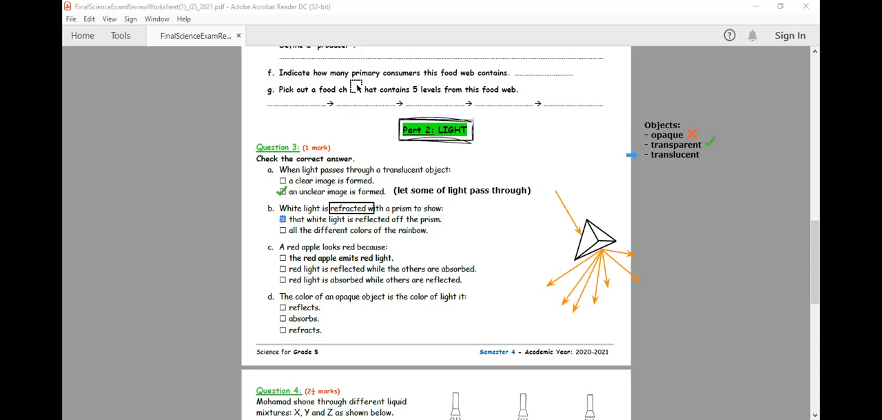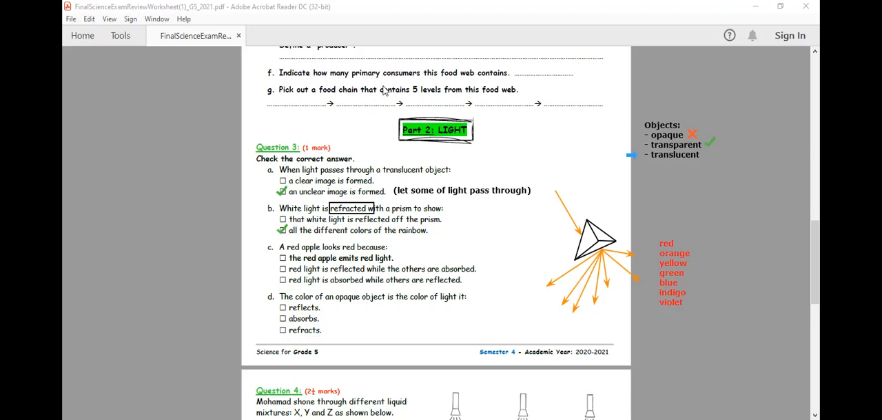What are the 7 colors of the rainbow in order? Red, orange, yellow, green, blue, indigo, violet. These are the 7 colors of the rainbow that will appear. So all of the different colors of the rainbow will appear. That's what we call diffraction.